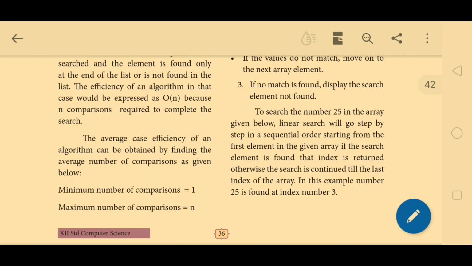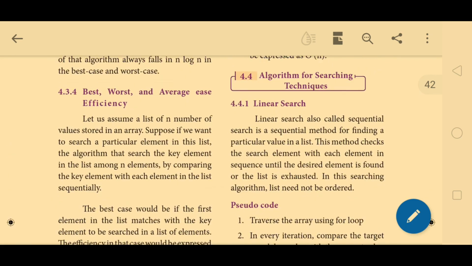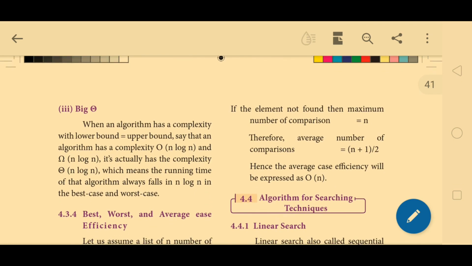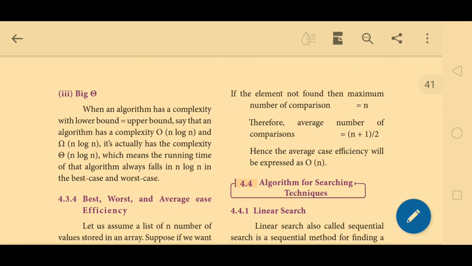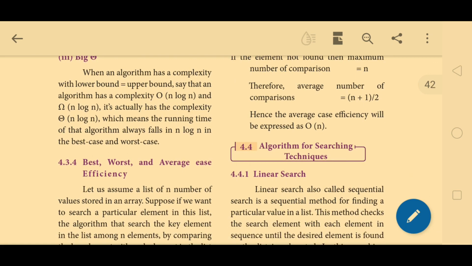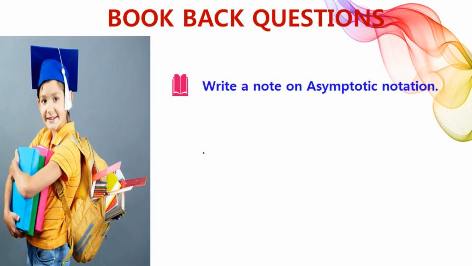Here the minimum number of comparisons is 1 and the maximum number of comparisons is n. Suppose we cannot find the element, here the maximum number of comparisons is n and the average number of comparisons is (n plus 1) by 2. This average efficiency will be expressed as big O of n. From the examination point of view, the book back question is: write a note on asymptotic notation.